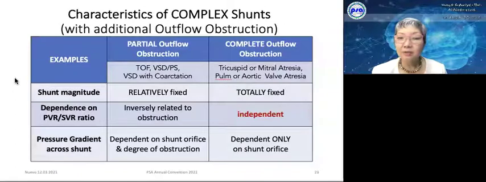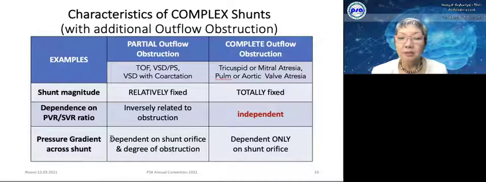Now, complex shunts are those simple shunts that are associated with additional outflow obstruction. Just like in the tetralogy of Fallot, there's a VSD, yet there's an obstruction either at the level of the valve and also at the level of the right ventricular outflow tract. And the obstruction can either be partial or complete. And depending on this pathology, again, the shunt magnitude, the dependence on PVR-SVR relationship, and the pressure gradient will vary.